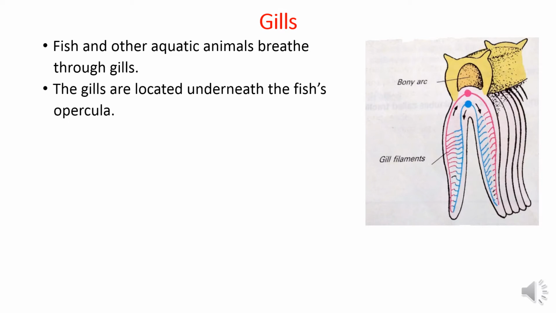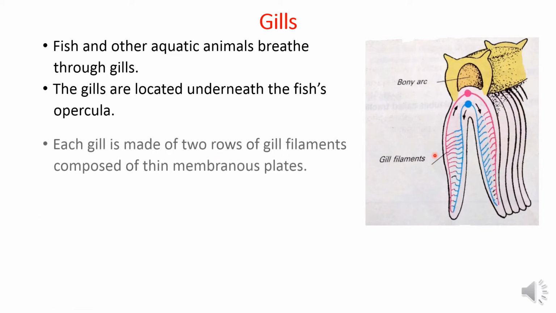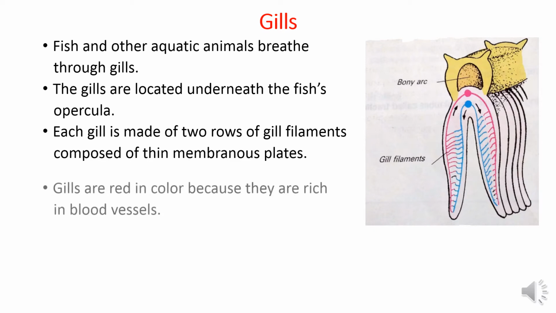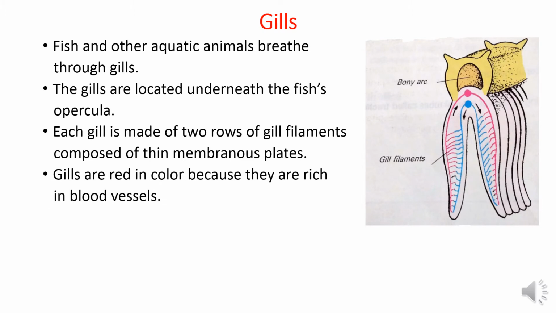The gills are located underneath the fish's opercula. We will see later the opercula. This is a gill and it's located beneath the opercula. Each gill is made up of two rows of gill filaments. This is a gill filament, and this is another gill filament, composed of thin membranous plates. Gills are red in color because they are rich in blood vessels.